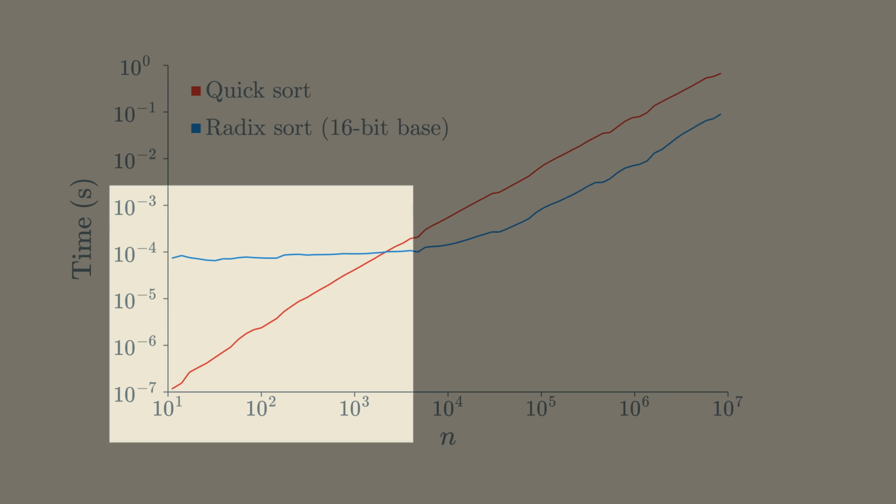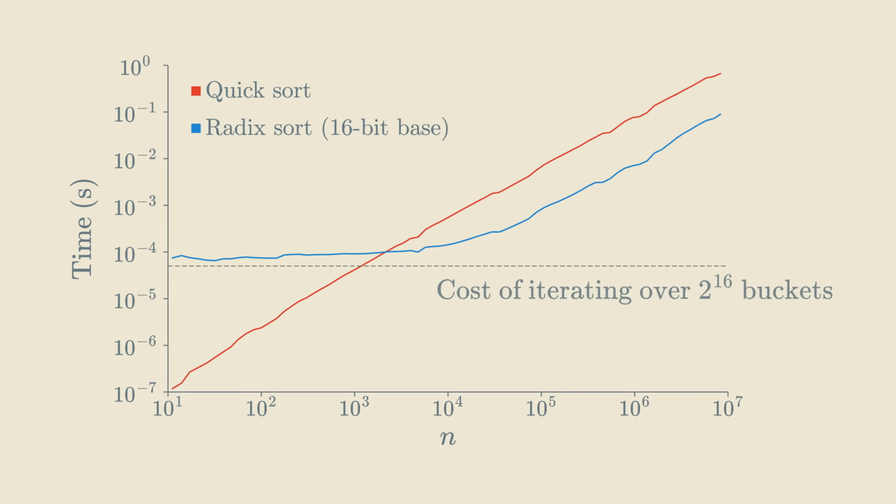What's going on there? Well, remember, radix sort always needs to perform at least 2 to the 16 steps to iterate over the buckets when it does bucket sort.